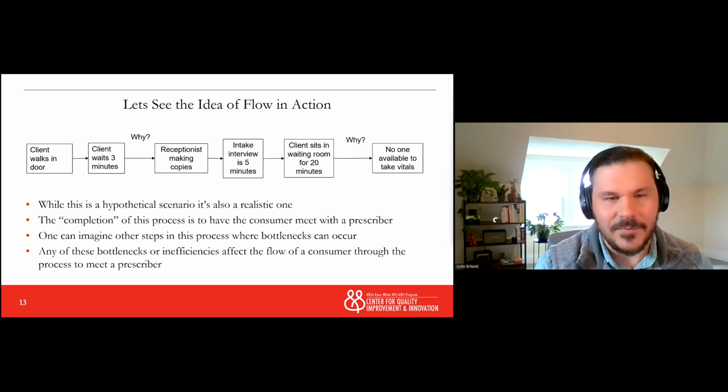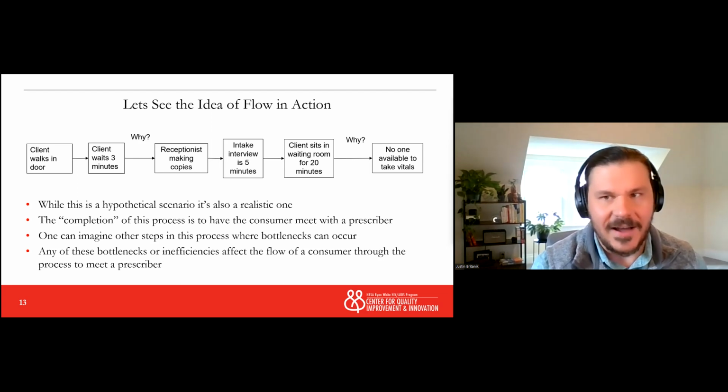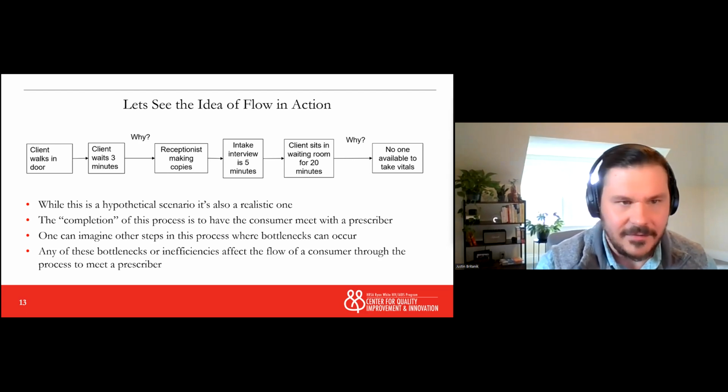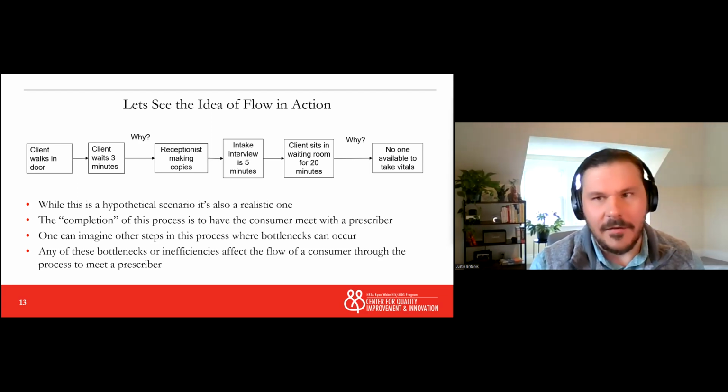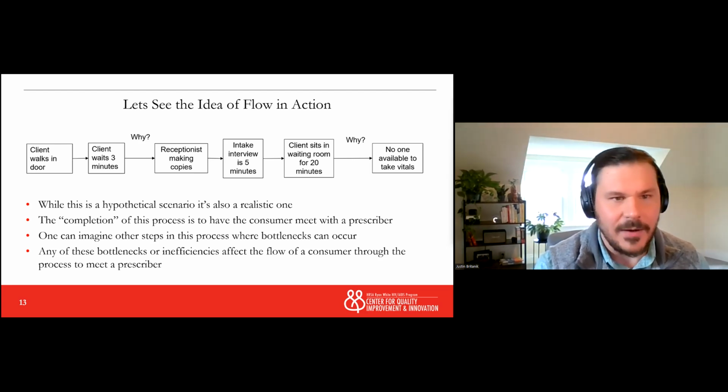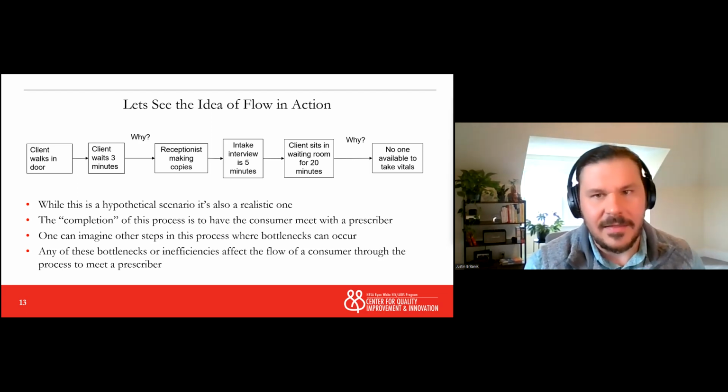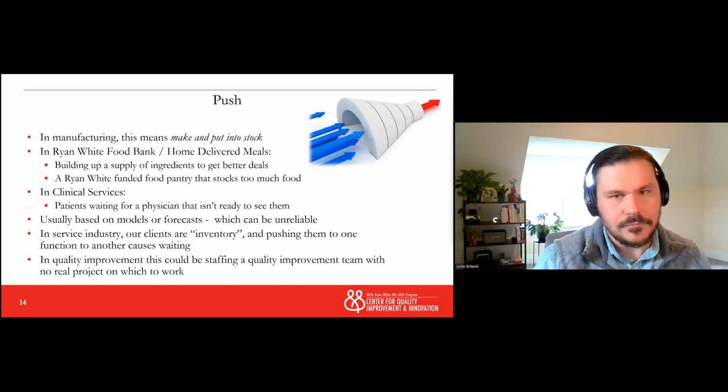So this is really simple, really hypothetical, but it's also realistic. I mean, this happens every day. I worked in a clinic for a while back, and I remember this is pretty realistic. And so the completion of the process, the goal for what's going to create value for that client is being able to meet with their doctor. That's what they came to do. And so there are other steps in the process. We may have backups, bottlenecks, and these are the things that using a lean methodology we want to address.